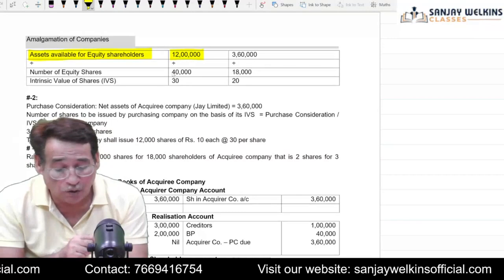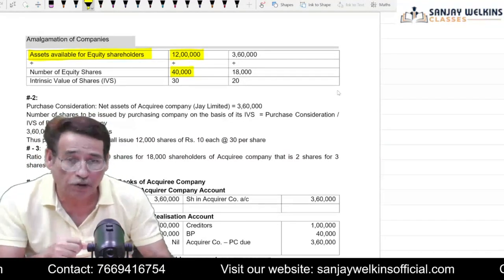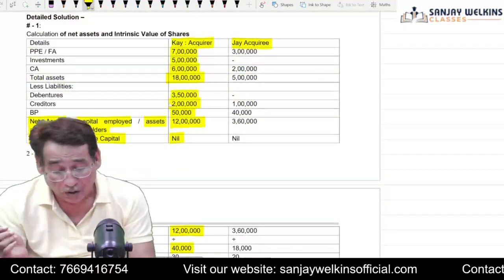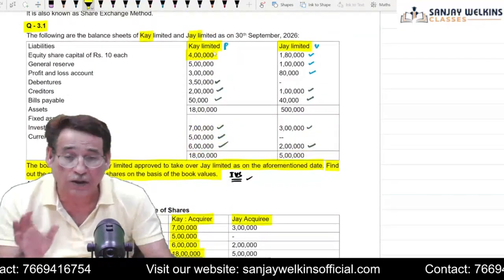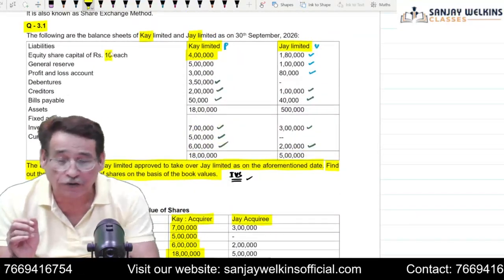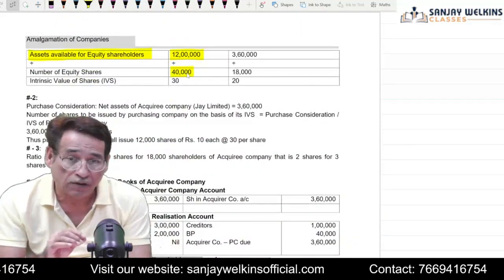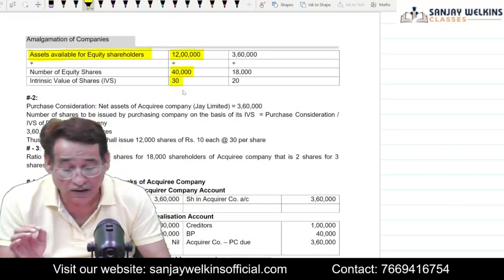Now, I am going to divide these assets by the total number of shares. If we look into the question, total share capital of K Limited is 4 lakh and one share is of 10 each. So the number of shares is 40,000. So I will divide by the number of shares. I will get the intrinsic value, that is known as intrinsic value.